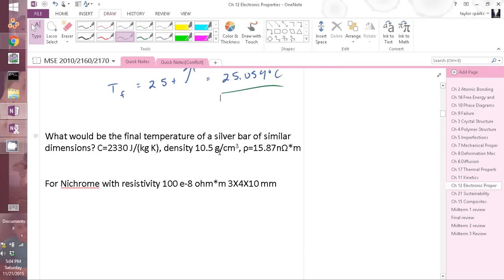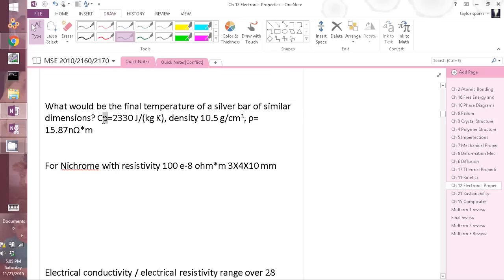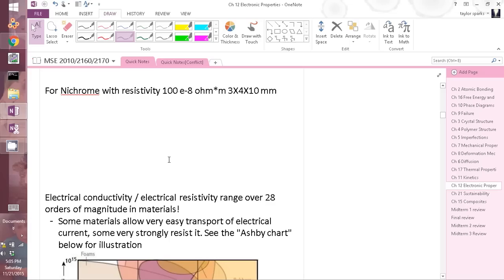So we could do the same thing with a silver bar with the same dimensions. We would need to know the specific heat of that sample, the density, and the resistivity of silver, and we'd find that it's going to be a different value. Now, sometimes metals are not meant to be very electrically conducting. Rather, they're meant to be very resistive, right? Nichrome, for example, has a very high electrical resistivity. So if we calculated the amount of heat increase for the same size of sample, we'd find that it's very, very large.